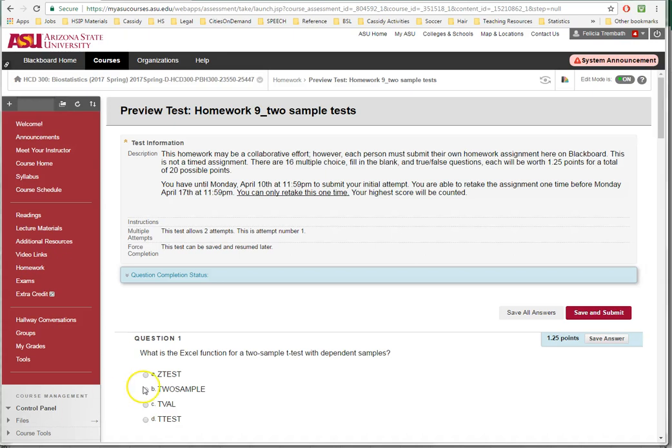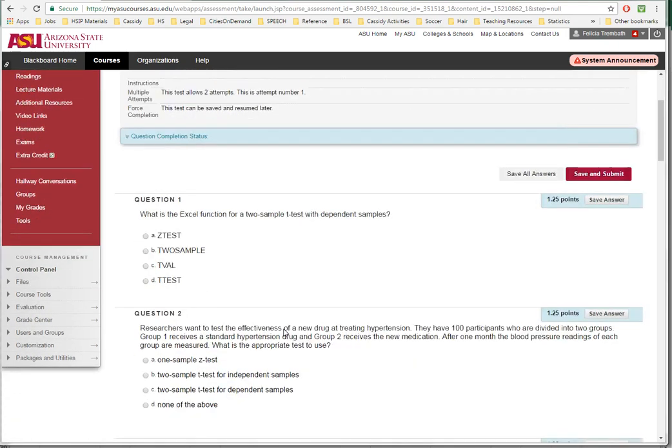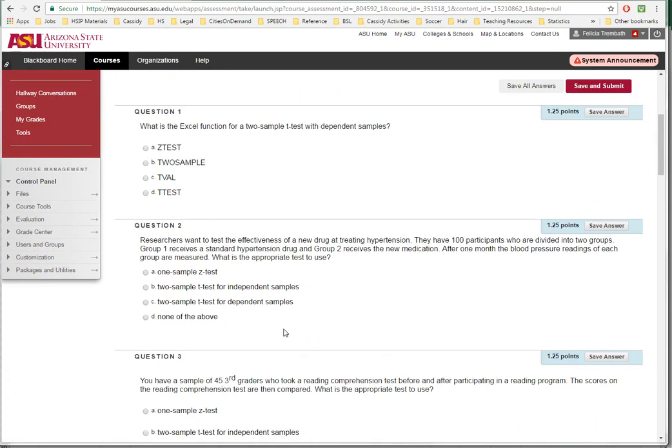We're going to go over homework 9 for 2-sample tests. So let's start with question number 1. What is the Excel function for a 2-sample t-test with dependent samples? When we use the Excel functions, it's the same function for both an independent and a dependent sample. Remember, we specify in the parameters of the test what type of test we're doing, and that is going to be the t-test function.